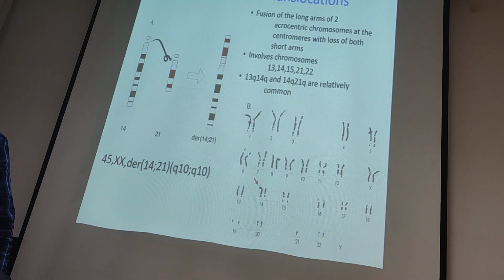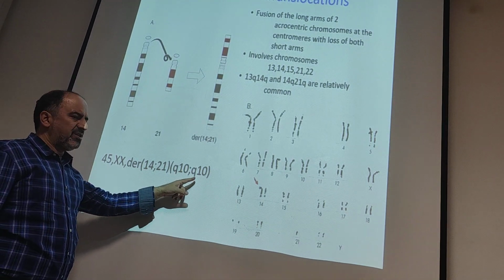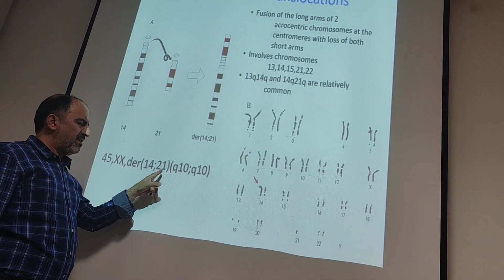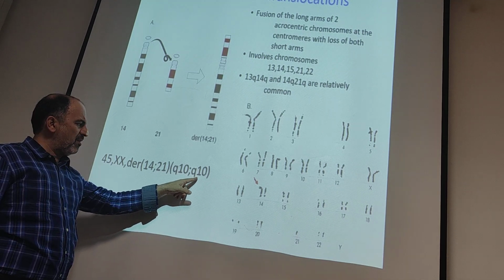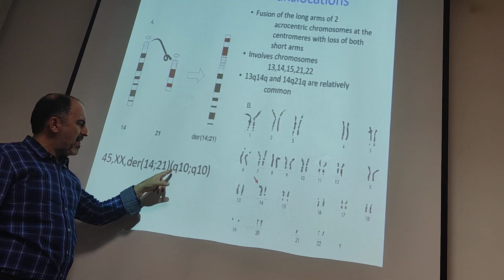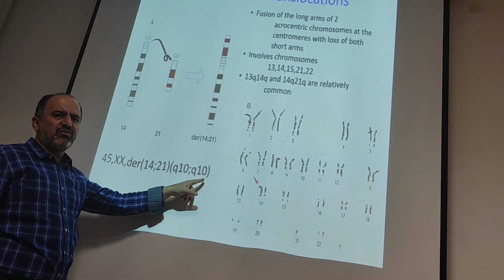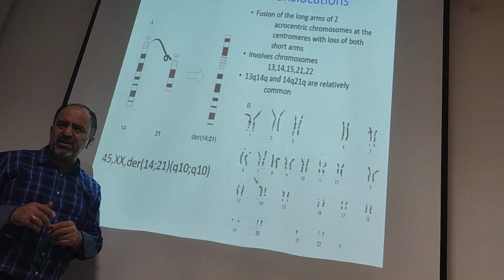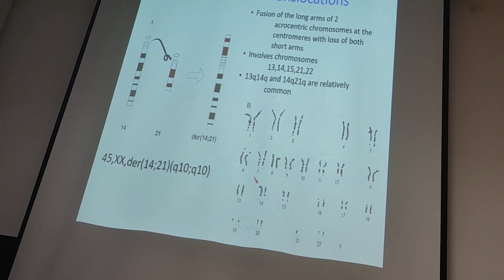Professor, what does it mean Q10, Q10? Here is each for each. No, I don't understand. Q, the Q means long arm. The long arms of these 2 sit together. Maybe another one comes with Q15, another one with Q16. It depends on the exact place of the deletion or sticking together.